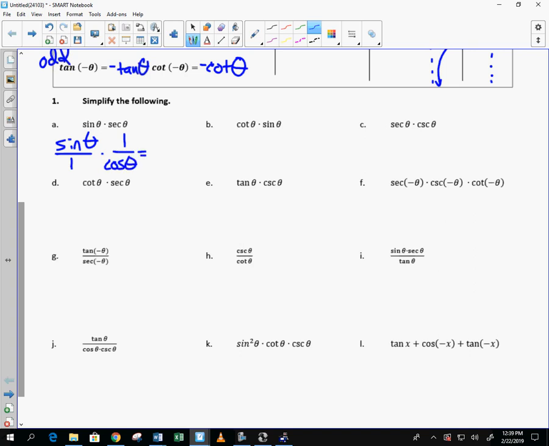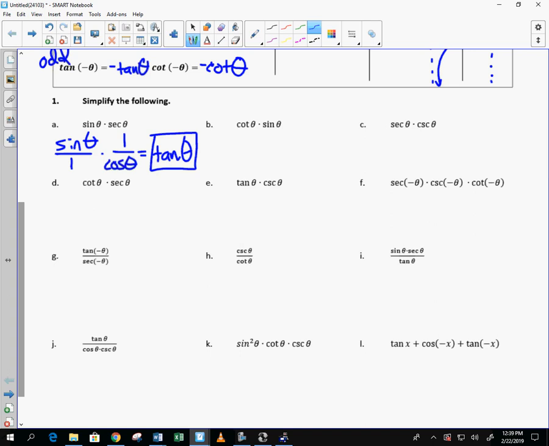1 over cosine. Hey, let's think about that. So sine over 1 times 1 over cosine is going to give you sine over cosine. What's sine over cosine? Tangent. I agree. Raise your hand if you agree with that statement. All right. Democracy. We win.